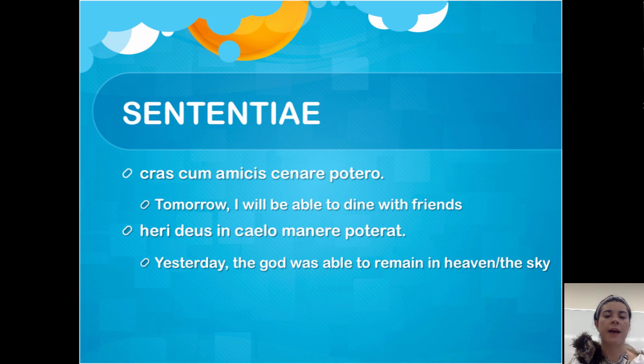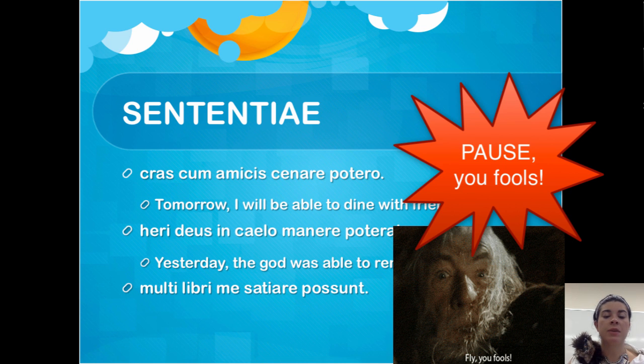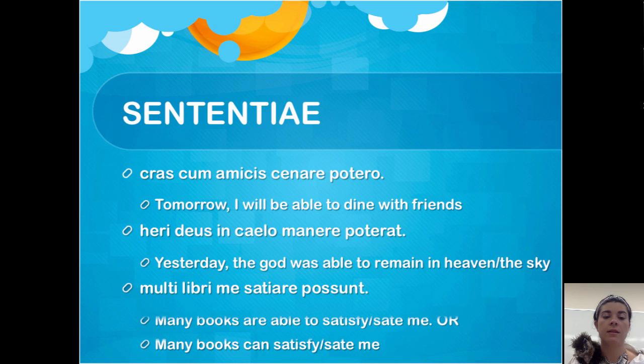Now let's take a look at the last one. Multi libri me satiare possunt. Now take a look at the end of possunt. Possunt ends in sunt, which means that it's using which tense of sum. And knowing which tense of sum that is will tell you what tense possunt is. The answer, many books are able to satisfy or sate me, or many books can satisfy or sate me.